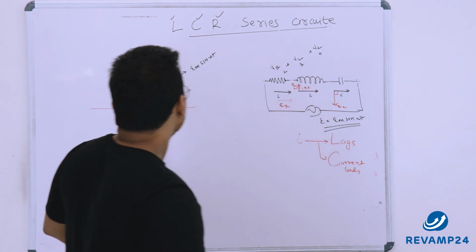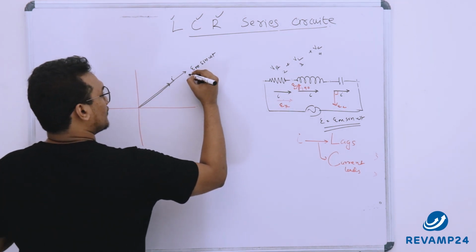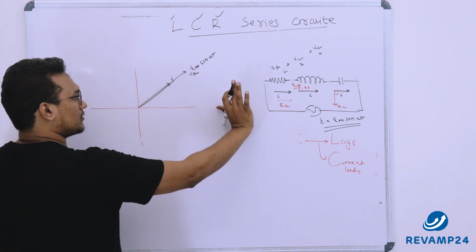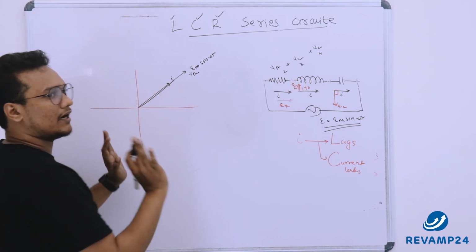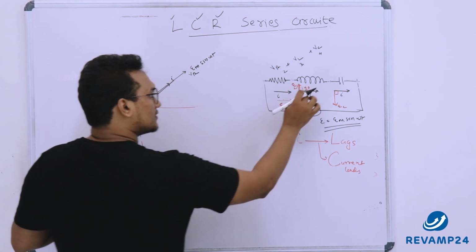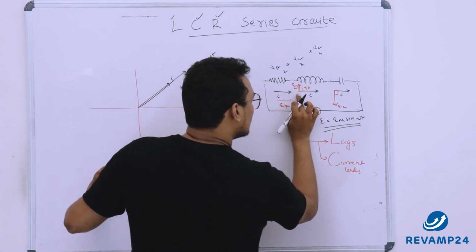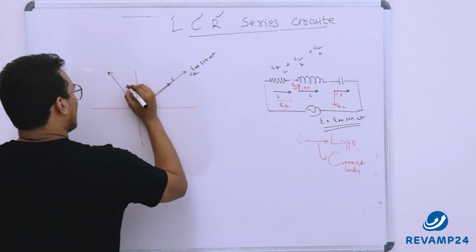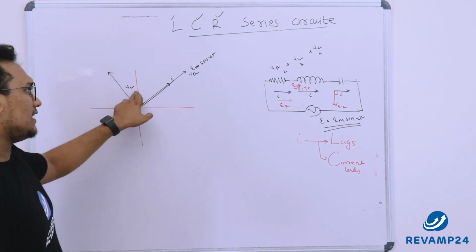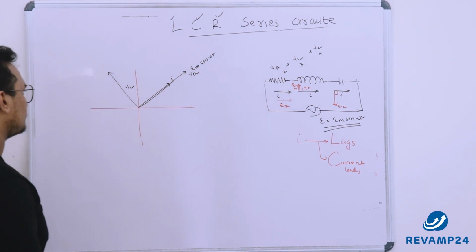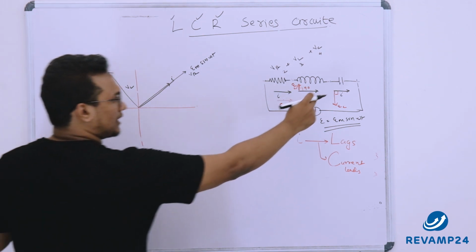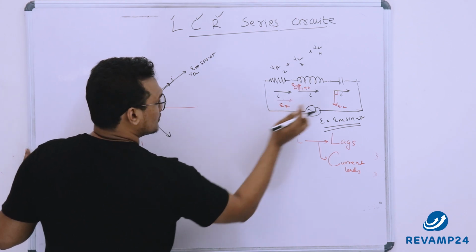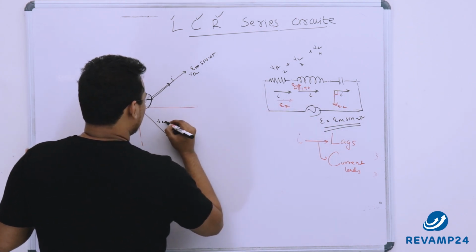Now this is VR, potential drop across resistance, and current is the same across all the elements. So for current I only have to draw it once. Now comes inductor. In inductor, voltage leads. So this is VL. VL or EL both are the same. Now in capacitor this is the current and current lags. VC.